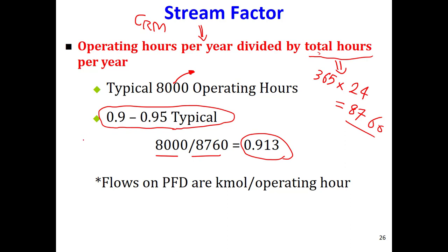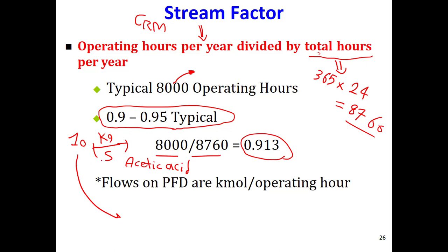Let's say for the raw material, I tell you that I need 10 kilogram of acetic acid per second. Okay, I need 10 kilogram per second of acetic acid in my plant. 10 kilogram per second. How much acetic acid do I need in a year?